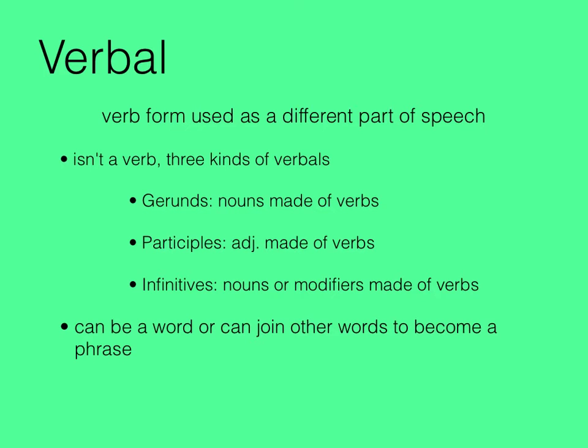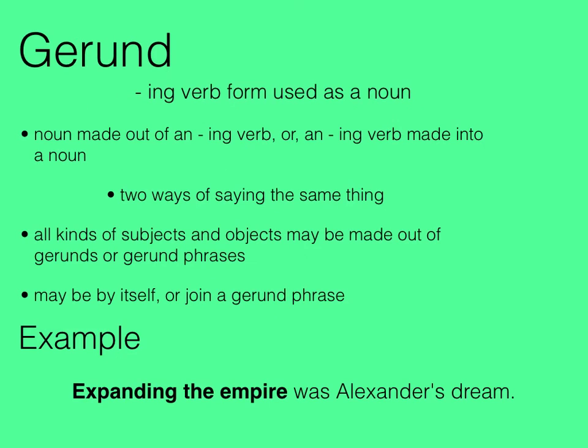A gerund is a noun made of a verb. Participles are adjectives made of verbs. And infinitives are nouns or modifiers made of verbs. It can be one word or it can join other words to become a phrase.